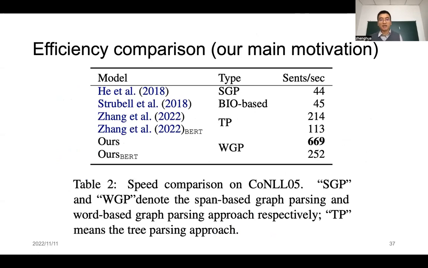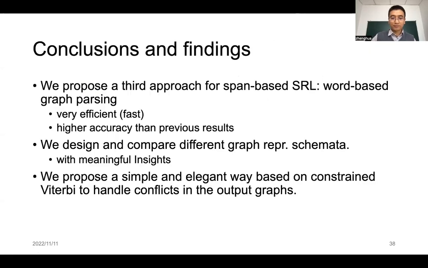Our main motivation is to improve speed, and we did do this, and here's the result. It's very promising, and the gap between dependency parsing and the SRL is indeed very close now. So this is our conclusion. We propose a third approach. We don't know whether it would be mainstream or not so far. A third approach for span-based SRL by converting it into a word-based graph parsing. Very efficient, with higher accuracy than previous results. And we design and compare different graph representation schemata. And it gives very meaningful and clear insights.